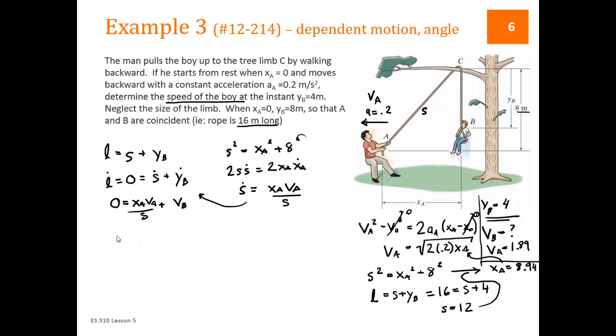So we've got VB is equal to negative 8.94, that's XA, times VA, 1.89, divided by S, which is 12. All of those things we found already. So we plug that in, we get VB is equal to, I'm going to leave the sign off, 1.4, and the man is walking backwards, the boy is going up. So the man's walking backwards in meters per second, and the boy is going up, also in meters per second.